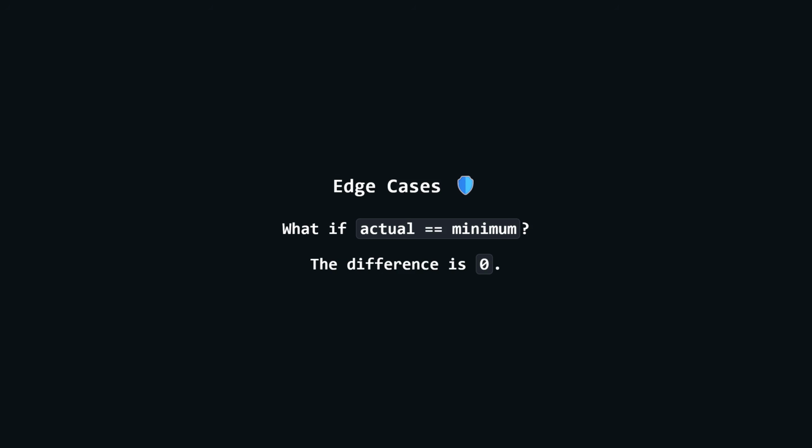A quick note on edge cases. What happens if a task's actual cost is exactly the same as its minimum requirement? The difference is simply 0. Our sorting logic handles this flawlessly by placing these tasks at the very beginning or end of our loop, ensuring the math still checks out.